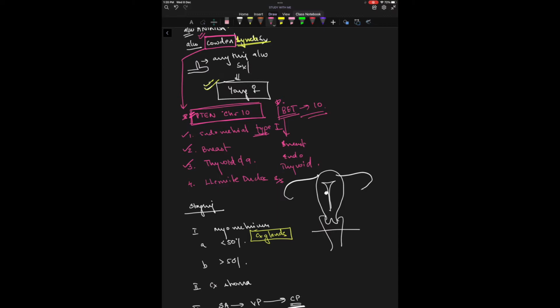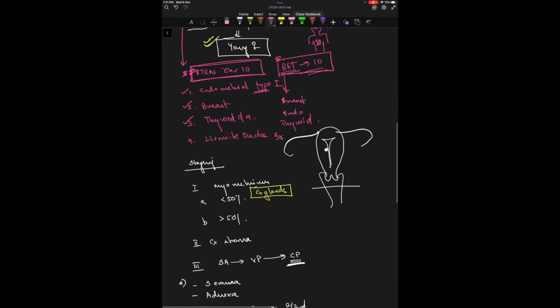Okay, so how you will remember this? You can always bet on Sachin Tendulkar, yeah? And Sachin's jersey number is 10, right? So PTEN, chromosome 10, bet. Bet stands for breast, endometrial, and thyroid cancer. Okay, just remember this mnemonic, bet on 10. One other condition is associated, which is the Lhermitte-Duclos syndrome.